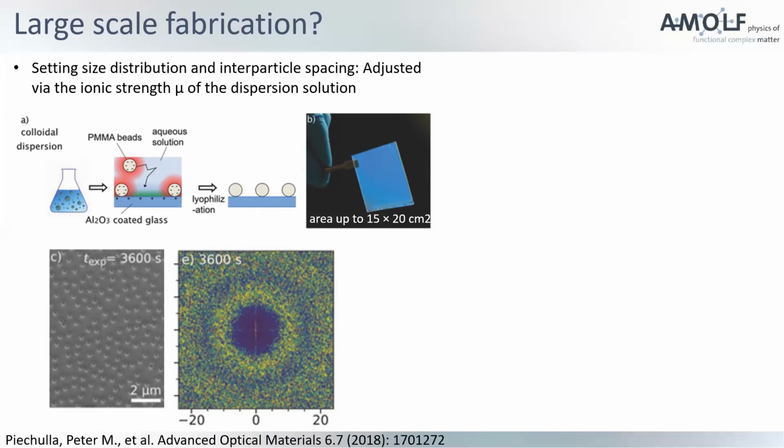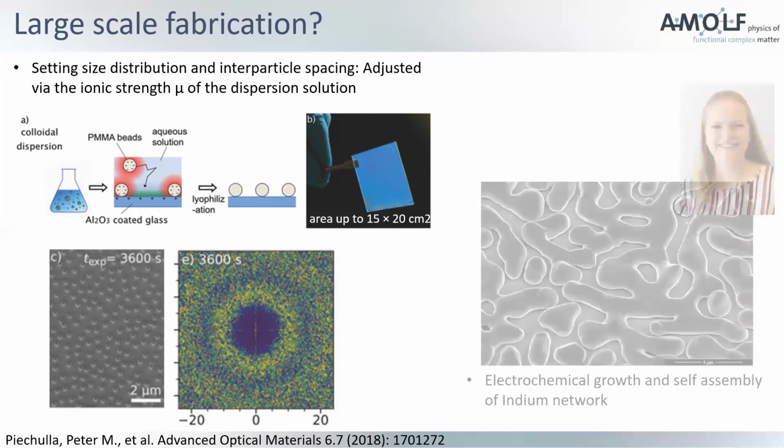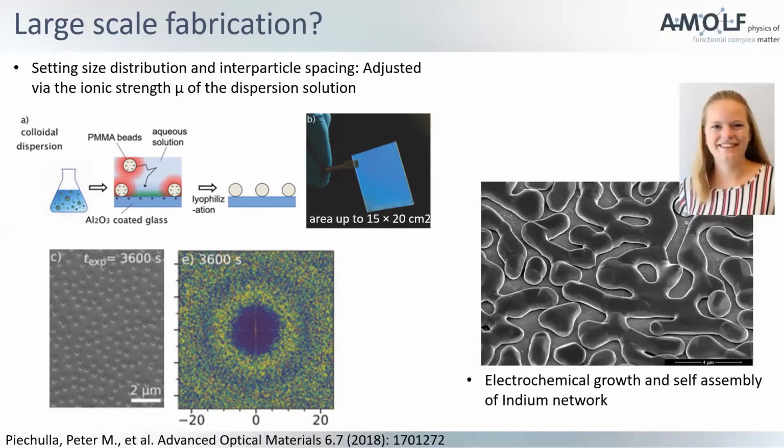This fabricated substrate now can be used as a template for etching or nanosphere lithography, or it can be overcoated with optical materials. Also, Merlinda in our group managed to get, from electrochemical growth, this indium network by self-assembly of indium particles. She's still working to fine-tune this, but what I'm trying to say is that we are moving in that direction.